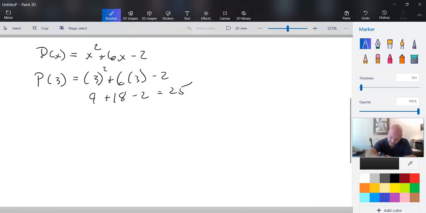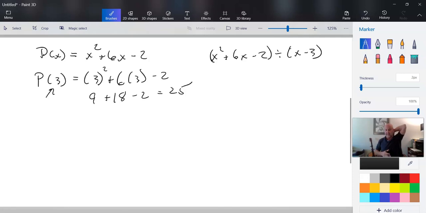Well, what they're saying is that if you plug in 3 and you get a 25, then when you take x squared plus 6x minus 2, which is P of x, and divide it by, let's see, we plugged in 3, it would be x minus 3, the remainder we get at the end should be 25. And so we're going to try that. And you can do it either way. You can do it as synthetic division, or you could do it as long division. It doesn't matter. In this particular case, synthetic division is probably quicker.